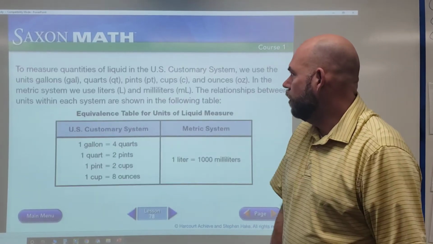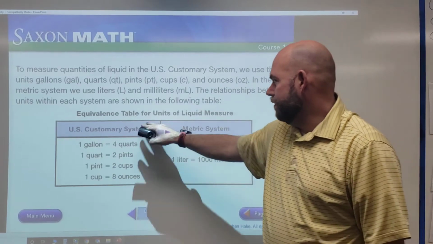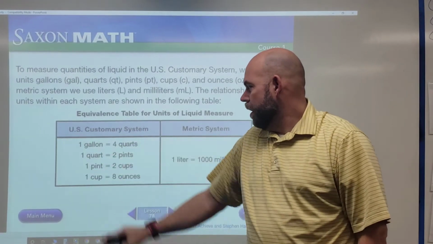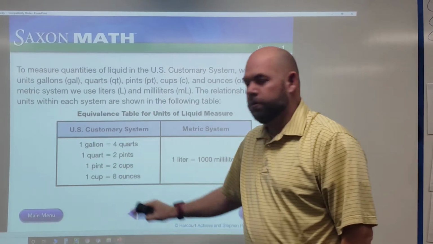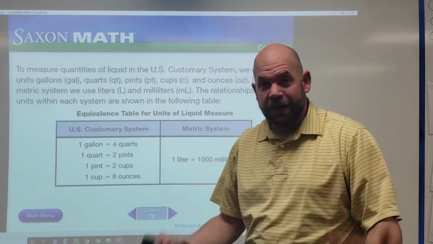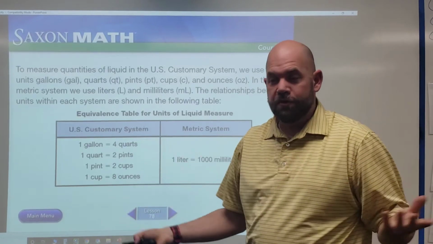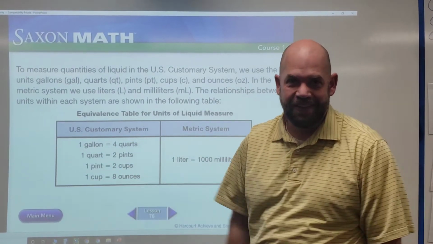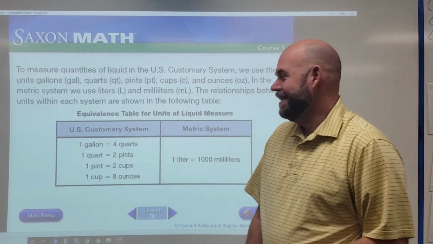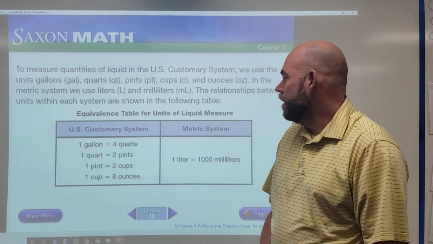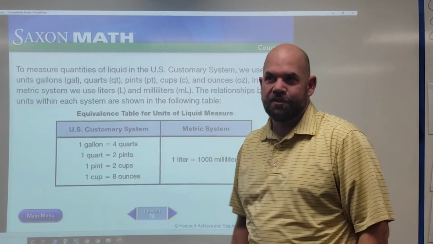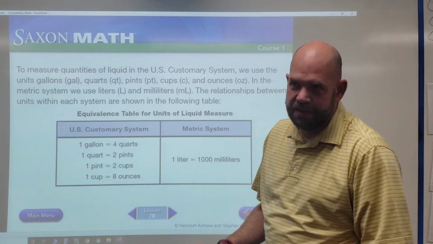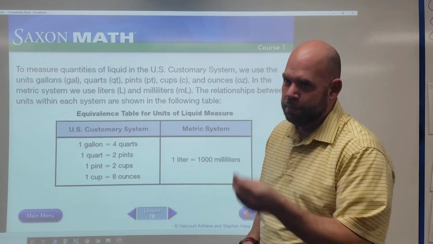All right. So let's look at the US customary system. 1 gallon equals 4 quarts, 1 quart equals 2 pints, 1 pint equals 2 cups, 1 cup equals 8 ounces. We have to remember a lot of conversions. The rest of the world uses the metric system, which says a liter is 1,000 milliliters. That's it. It's a lot easier to convert using the metric system. So today we'll mostly be looking at the US customary system because that's where we have to do most of the conversions. This one's pretty easy. It's just normal math. It's moving the decimal place.